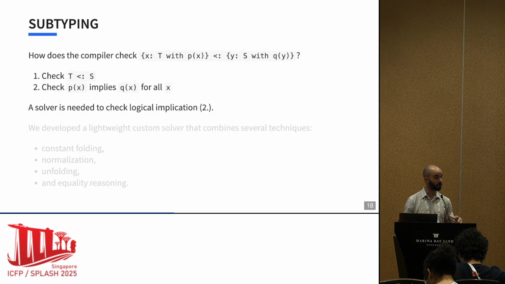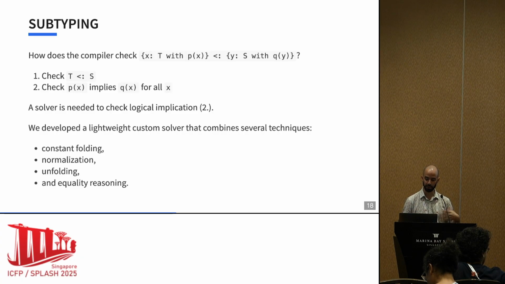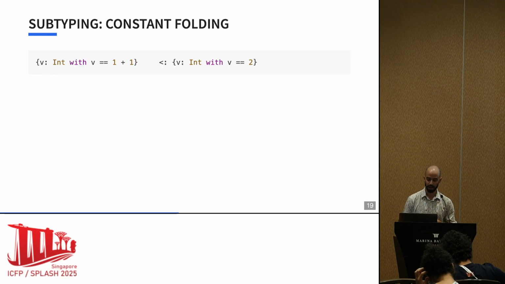In this prototype, we're not using an SMT solver. We just implemented a simpler, more lightweight solver that is based on a few things that I will describe quickly: basically constant folding, normalization, unfolding, and equality reasoning. So constant folding, I think it should be pretty clear what it does. It will reduce operations on constants so that you know that 1 plus 1 is equivalent to 2, for example.